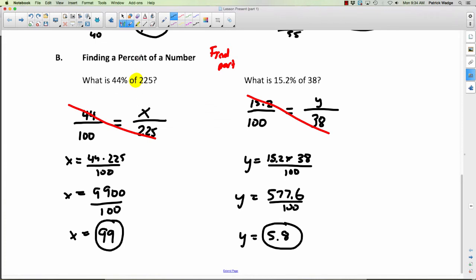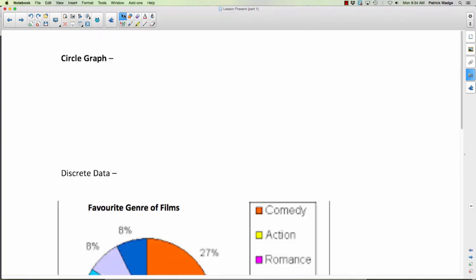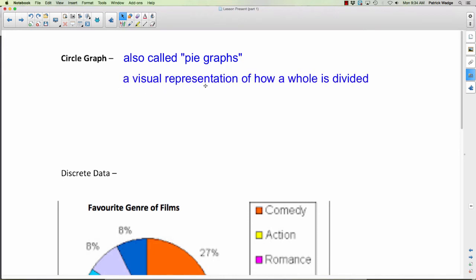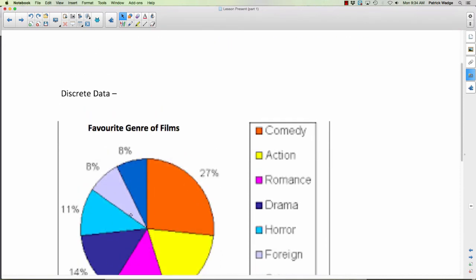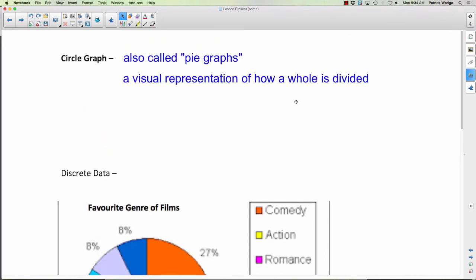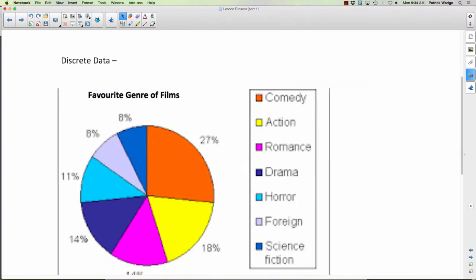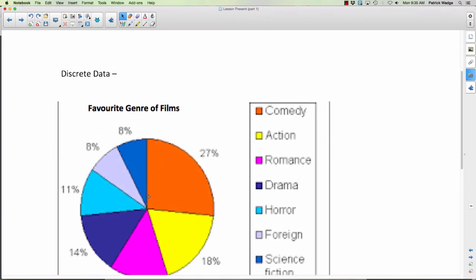Oh, by the way, another word for percent is percentage. Okay, let's talk about circle graphs. Now, I have a lot of things to write down here. I'm sorry. Another name for circle graph? Pie graph. So sometimes I'll probably say circle graph, sometimes I'll say pie graph. Same thing. A circle graph is a visual representation, right? It's visual, it's easy to see, of how a whole is divided. So basically you're taking a whole amount and dividing it into pieces, right? The whole circle, the whole pie, that's the whole, and then you divided it into pieces. And each piece is a certain size depending on how much of the whole it is.